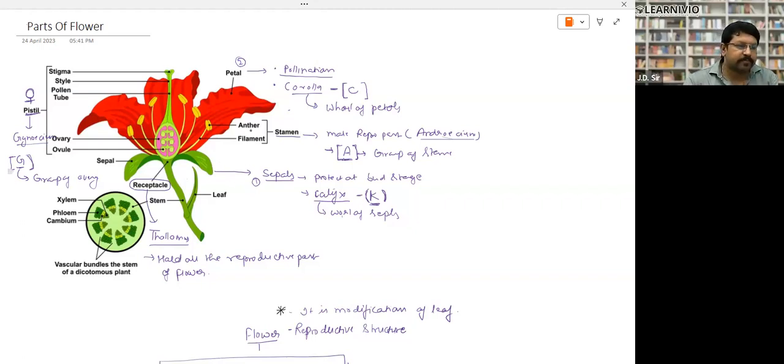Represented by A. Then this is called gynoecium, the pistil. The pistil is technically called gynoecium. A group of pistils is called gynoecium, represented by G. The top part is called stigma, then style. Style is not a hollow part, it's a solid part. Then the base is called ovary. Ovary has ovules. Ovule will convert into seed in future, and ovary will get converted into what?